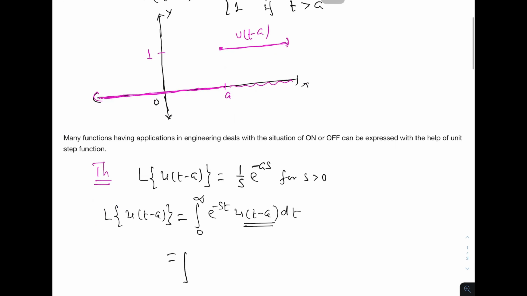So this is equal to integration 0 to infinity, we take minus as inside, so e to the power minus (t plus a) s f(t) dt. Now let us take, say, t plus a equal to, say, b, then dt equals db, and the limits also change.